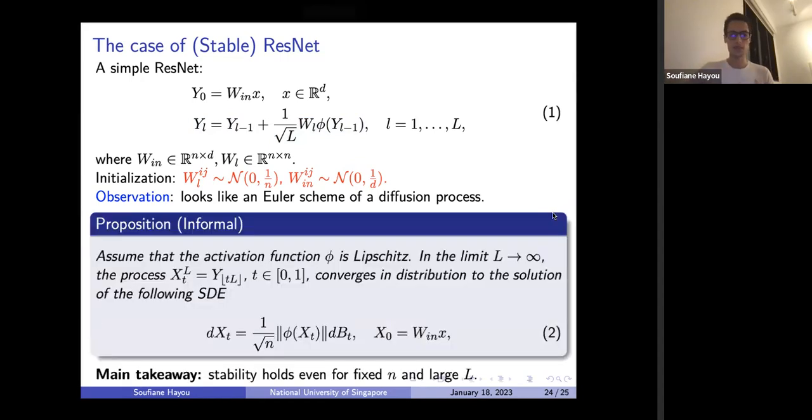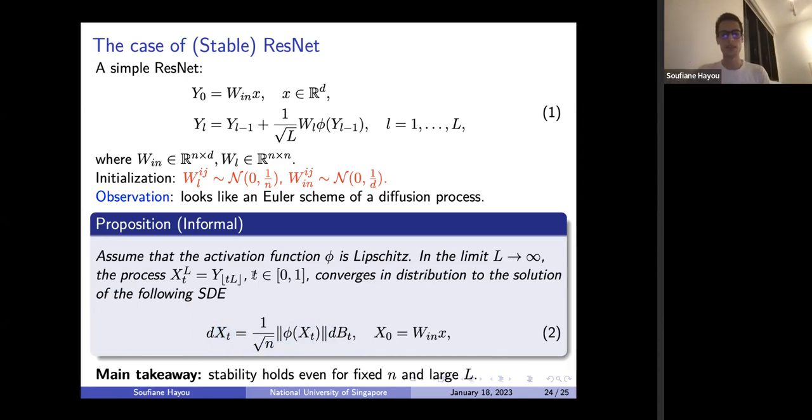Actually, it has been proven, or we can show this, and it's easy, that if the activation function phi is Lipschitz, which is satisfied by most activation functions, then if you fix the width and take the depth to infinity, this process Y_L, evaluated at index t·L, converges in distribution to the solution of this stochastic differential equation. And there are a lot of results on this kind of SDEs that say that everything here is stable. So X_t doesn't explode. It's really bounded in time.